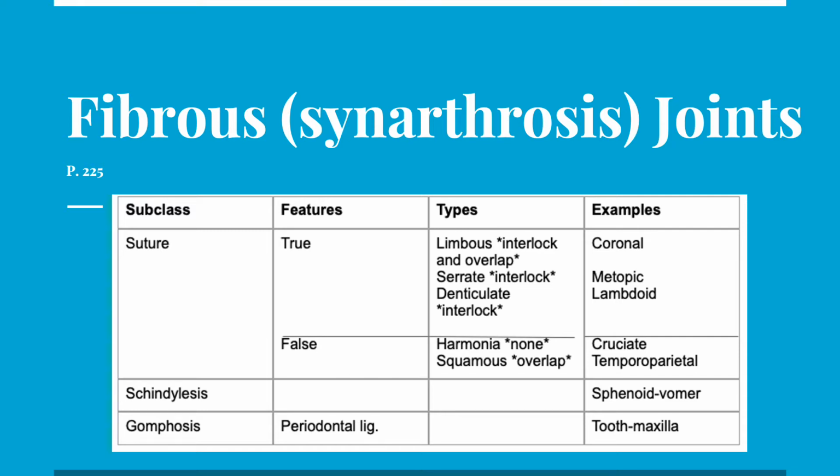You want to know that the limbus are the overlapping and interlocking type suture. So I always think of like a pound sign or like a grid for limbus. And an example of that is the coronal suture. Then you've got your serrate suture, which is going to just interlock. So I think of like a serrated knife. Think of that edge on a serrated knife and what that looks like. And if two perfectly matched serrated knives were butted up against one another, that's kind of what a serrate suture looks like. So the sagittal and the metopic suture are good examples of that.